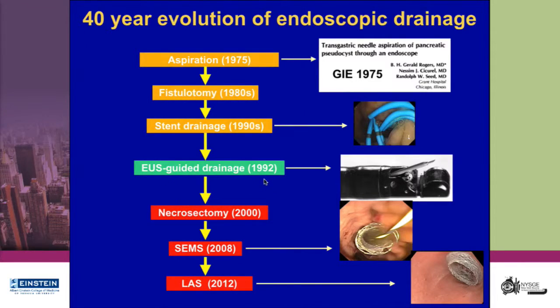EUS-guided drainage was first described in 1992, but actually there was no FNA needle at that time, so it took a number of years for EUS-guided drainage to disseminate. Necrosectomy, endoscopic necrosectomy, was first described in 2000. The first placement of a self-expandable metal stent was in 2008. And the first report of the use of a lumen-apposing stent, which we'll talk about in a moment, was in 2012. So this is a quick overview of how this field has evolved over 40 years.